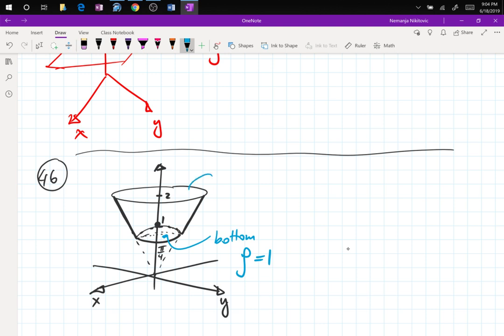The top is flat, which means rho equals 2 secant phi. So flat plane on top. Now in any other integration you would just call it z equals 2, right? But simple z equals 2 in any other coordinate system is a living nightmare over here of 2 secant phi.